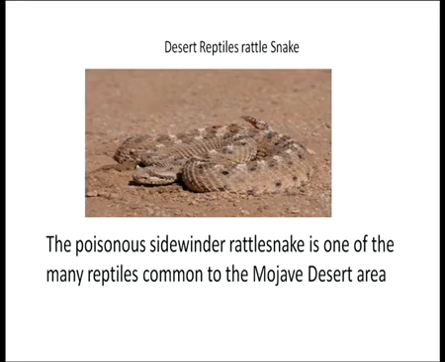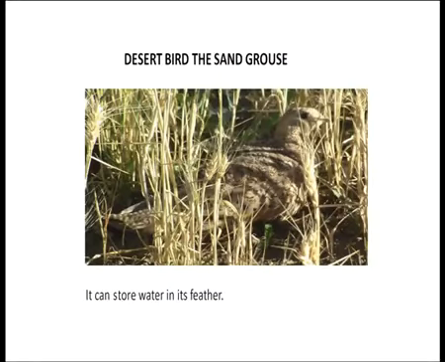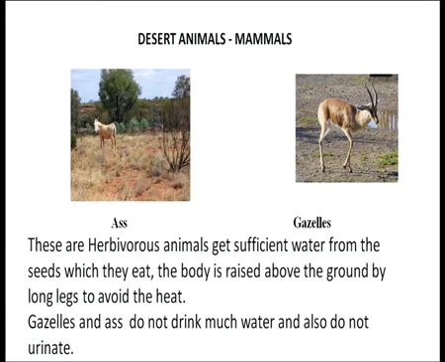The poisonous sidewinder rattlesnake is one of the common reptiles found in the Mojave desert area. This is a bird which can drink water through its feathers. The herbivores in the deserts get sufficient water from the plants on which they feed. Gazelle and ass do not drink much water and they also do not urinate, to retain water in their body.